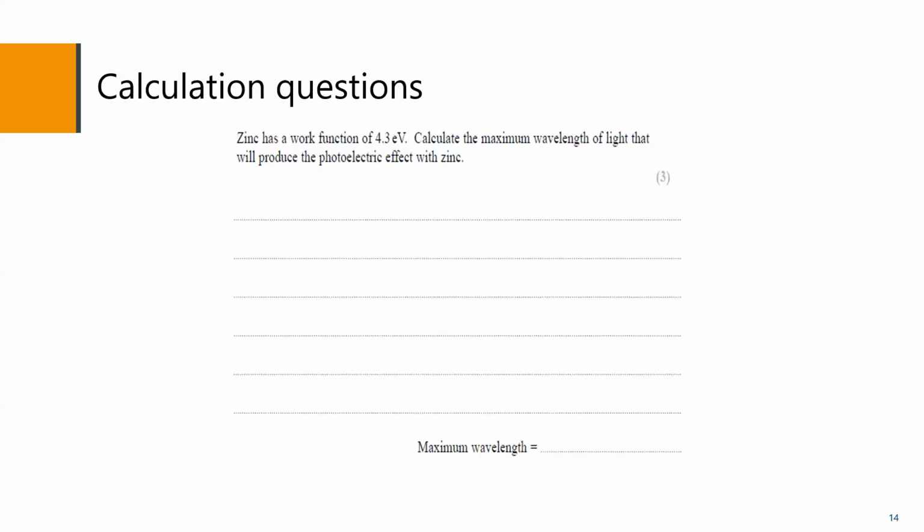Here's an example of a calculation part question. As before, the full question has several parts, and again, the number of marks that are available for the question are indicated. You can see here there's a 3 in brackets. So there are 3 marks available for a correct calculation here. It will be essential for students to show their working out.